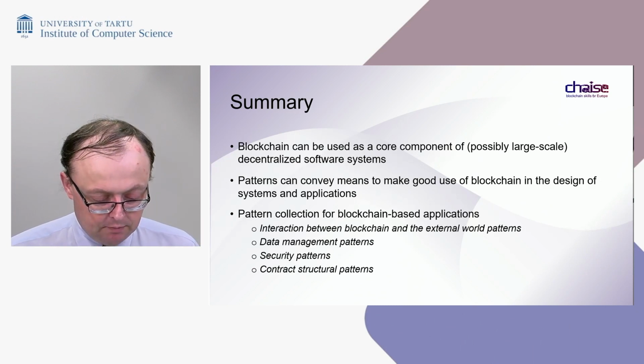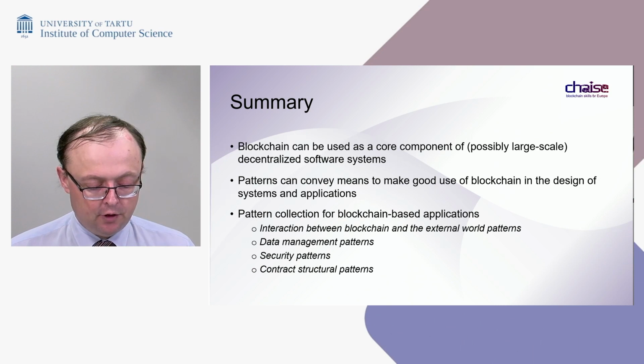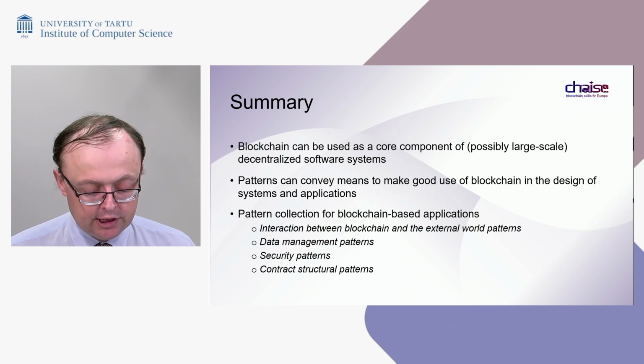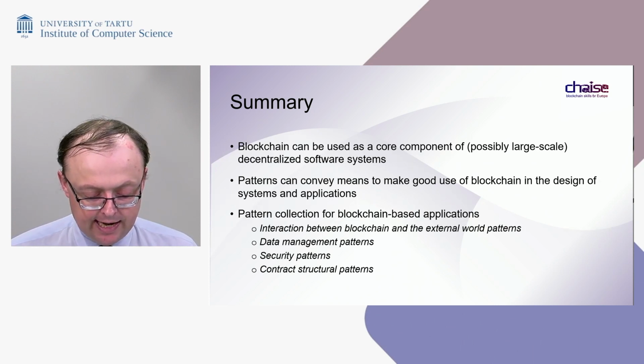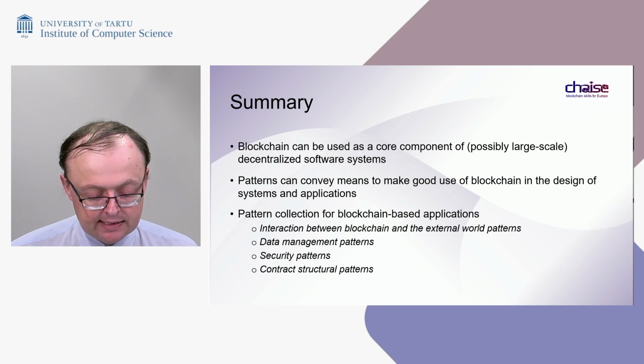To summarize, blockchain can be used as a core component of possibly large decentralized software systems. For effective use of blockchain to this end, patterns can provide means to make good use of blockchain in the design of systems and applications. This pattern collection includes 3 patterns about interaction between the blockchain and the external world, 4 data management patterns, 3 security patterns, and 5 contract structural patterns. Some patterns in this collection are designed specifically for blockchain-based applications considering the unique properties of blockchains. Others are variants of existing software patterns applied to the blockchain.